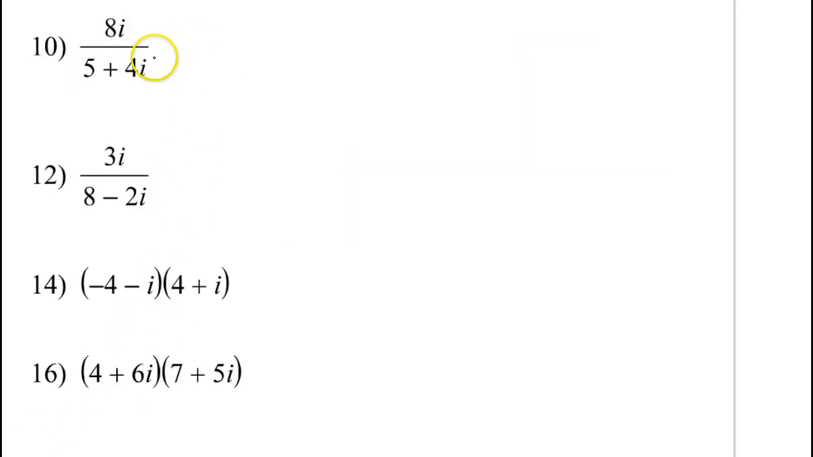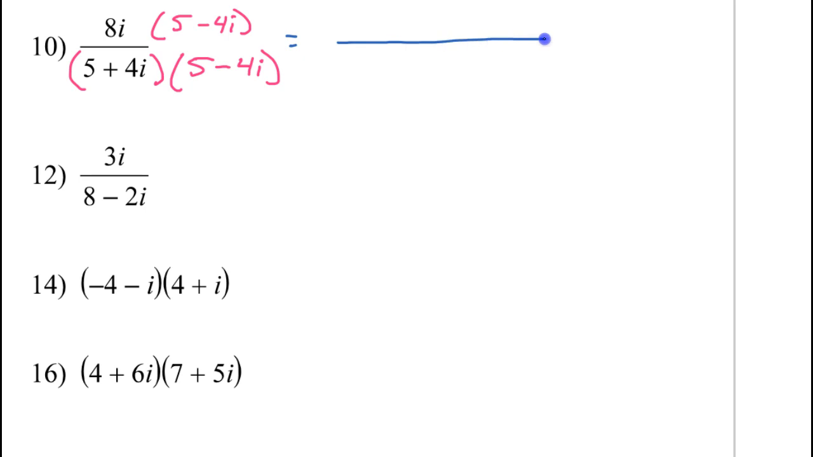In number 10, we will again multiply by the conjugate of the denominator. So that will be 5 minus 4i. And we will do the same in the numerator. So in the numerator, we are going to distribute. 8i times 5 is going to be 40i. 8i times negative 4 is negative 32i squared.